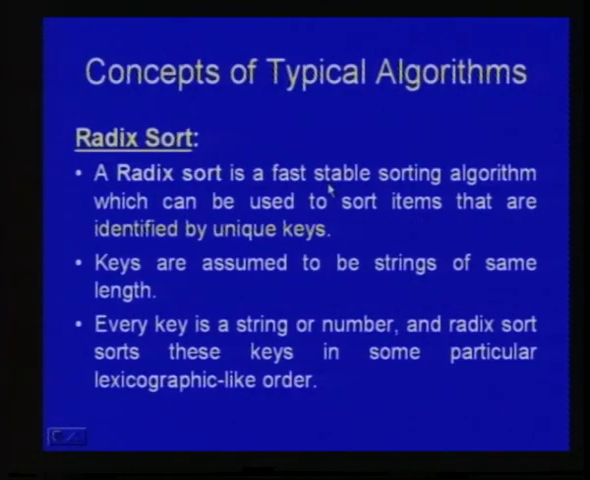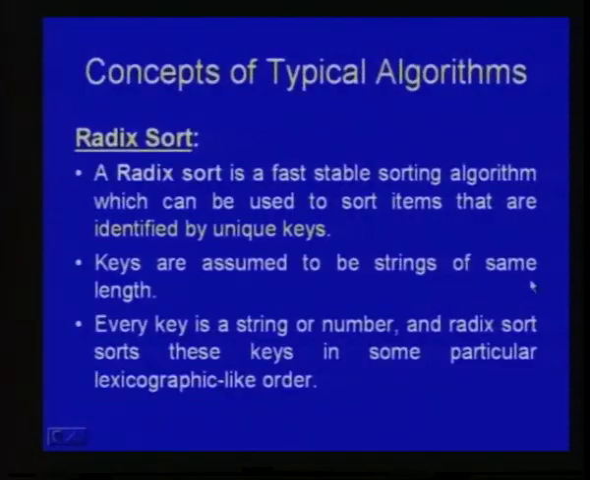Next you have what is called a radix sort. A radix sort is a fast stable sorting algorithm which can be used to sort items that are identified by unique keys. What unique keys means is there are no duplicates allowed. Keys are assumed to be strings of the same length, and every key is a string or a number, and the radix sort sorts these keys in some particular lexicographic-like order. We are assuming say characters, it could be names, or localities, or numbers, or whatever it is, it does it in a lexicographic-like order.